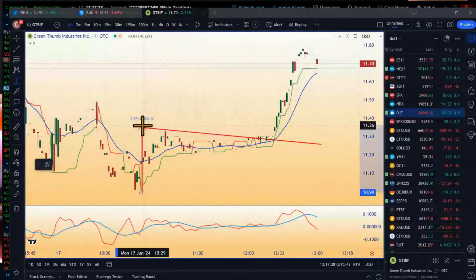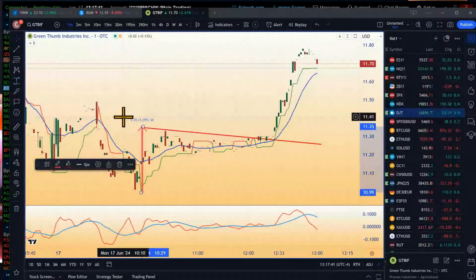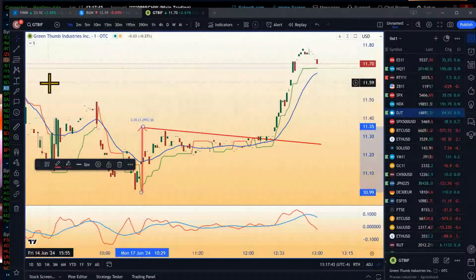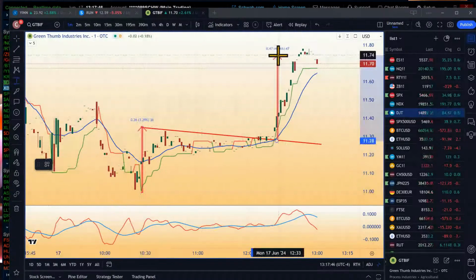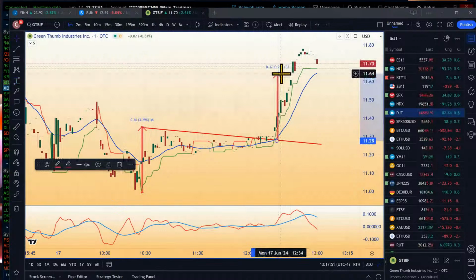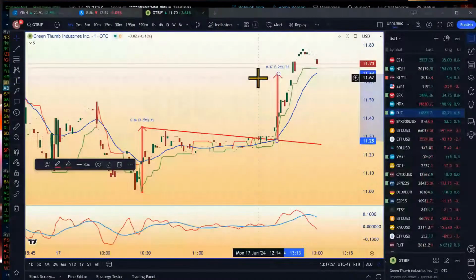That's only 36 cents, but it's liquid. So 36 cents, guess what? You're not going to believe it, right here. That's why I sold it here. So 36 cents on 1,000 shares is 350 bucks. You're buying on the way up.